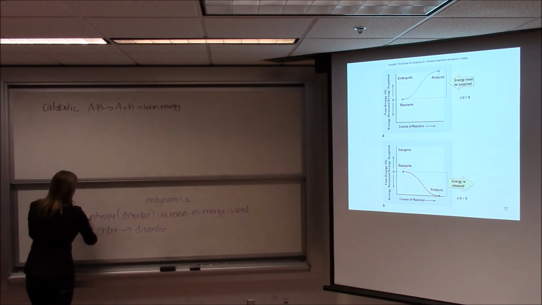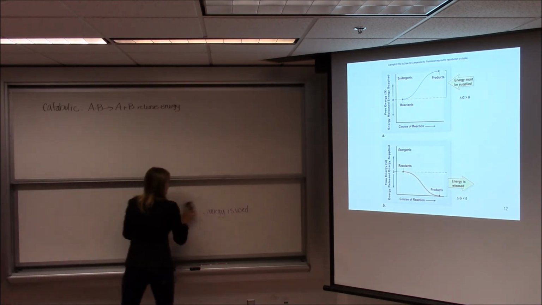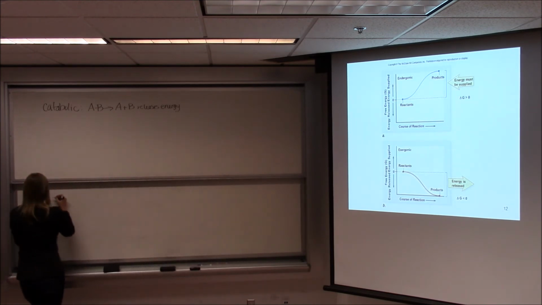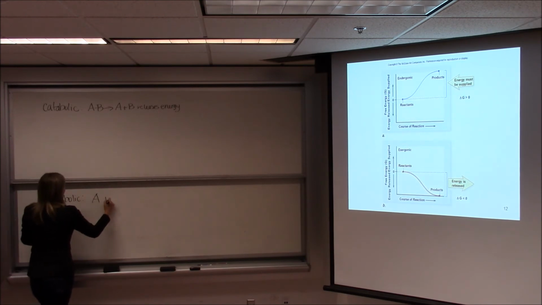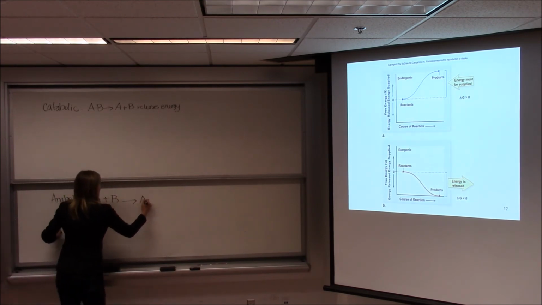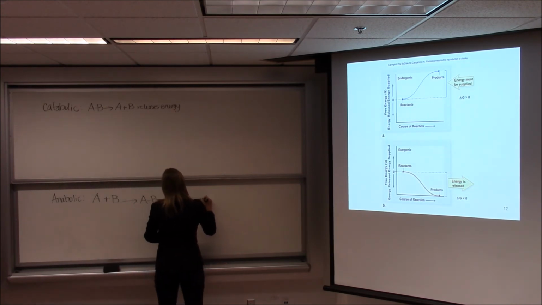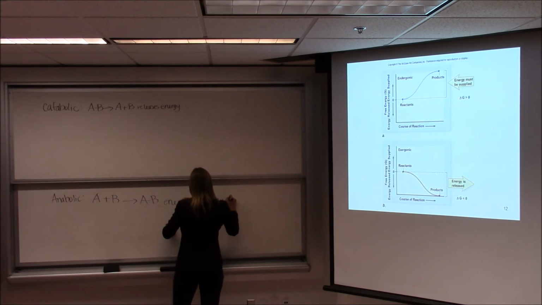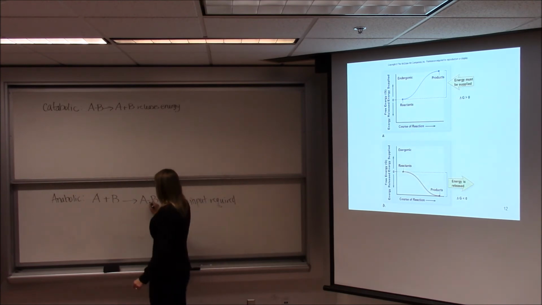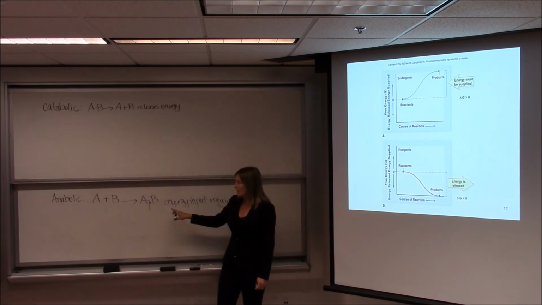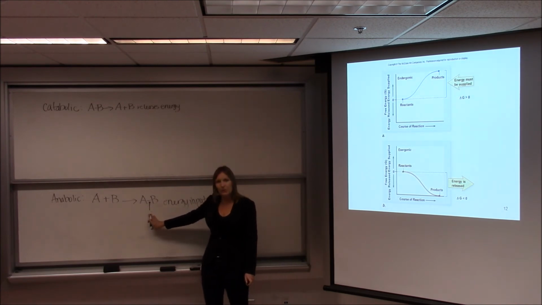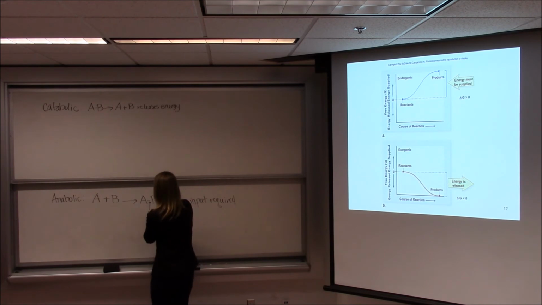Okay, so that was catabolic. Then we had anabolic, which was putting things together. So anabolic reactions, that's going to be A plus B becoming AB. And remember, energy input is required. And now that energy that we put into this anabolic reaction is stored in that bond. So this becomes potential energy. Whatever energy we put in is now stored in that bond.